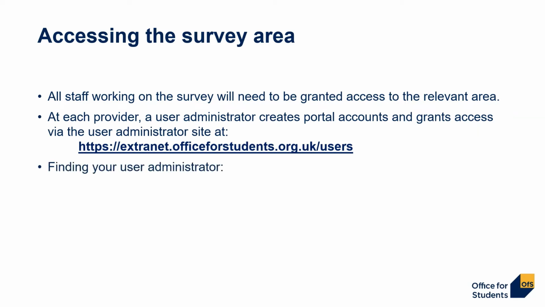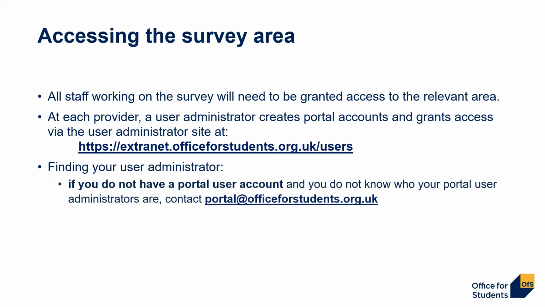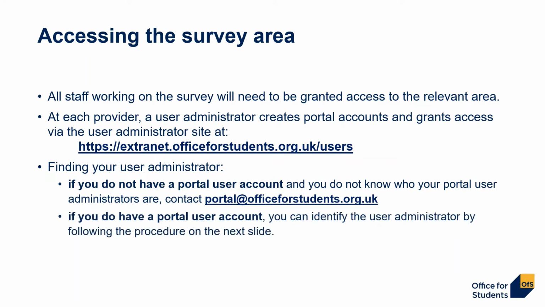If you don't know who your user administrator is, you can find out. If you don't yet have a portal user account, user administrators at each provider can set one up for you. You can find out who they are by emailing portal@officeforstudents.org.uk. If you do already have a portal account, you can find out who the portal administrators are using the process described on the next slide.